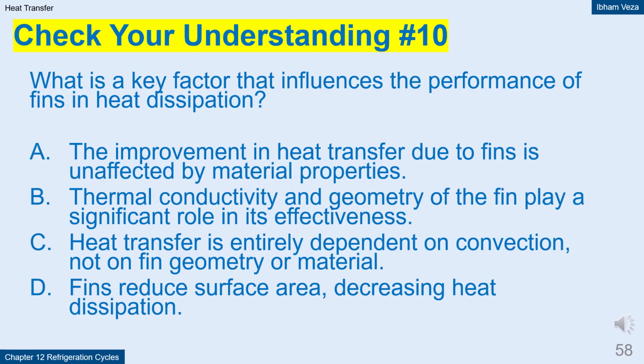The answer is B. Thermal conductivity and geometry of the fin play a significant role in its effectiveness. Explanation of incorrect answers. A. Incorrect. Material properties, such as thermal conductivity, are critical for efficient heat transfer in fins. C. Incorrect. While convection is important, fin geometry and material properties are equally significant in enhancing heat transfer. D. Incorrect. Fins increase surface area, which enhances, not decreases, heat dissipation.